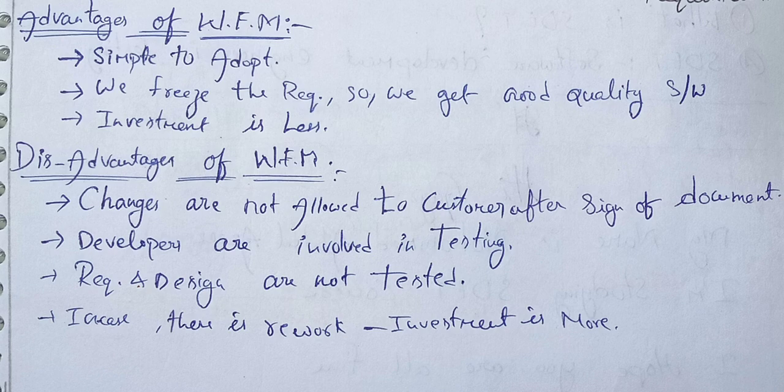This leads to the masking of defects, which means hiding the defects, and it leads to improper working of the software, and software features may not be stable, which leads to loss for the customer. So this is a big disadvantage in the waterfall model. All these disadvantages may lead to rework, and rework leads to an increase in the investment.